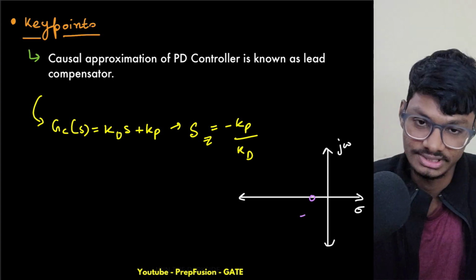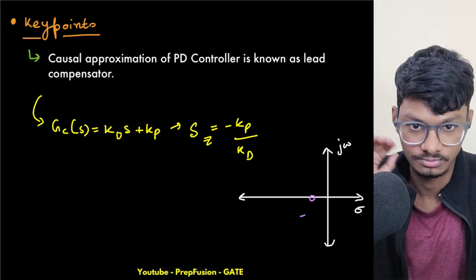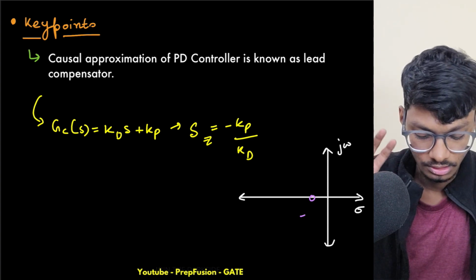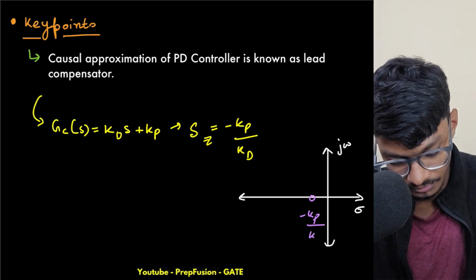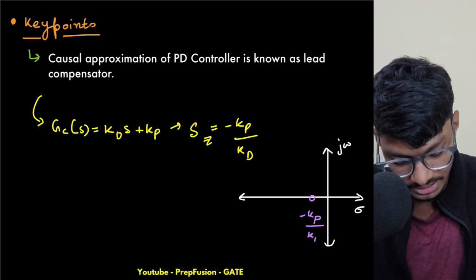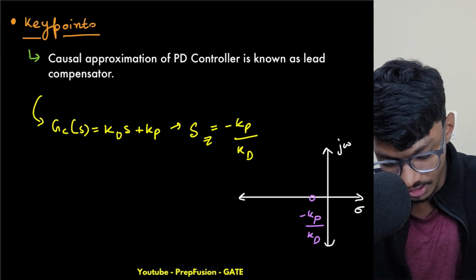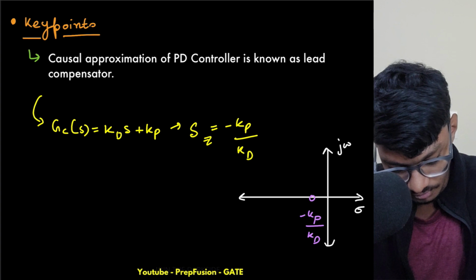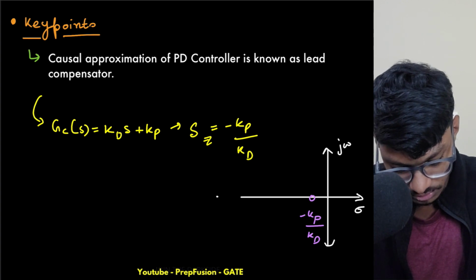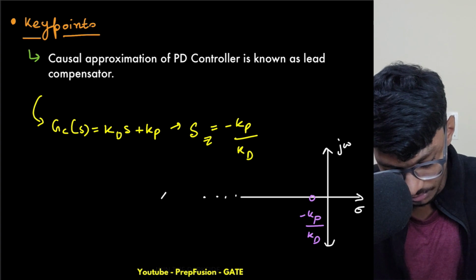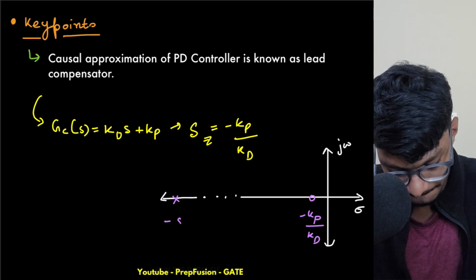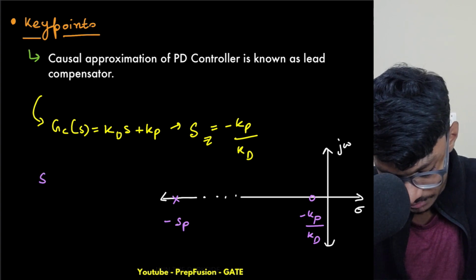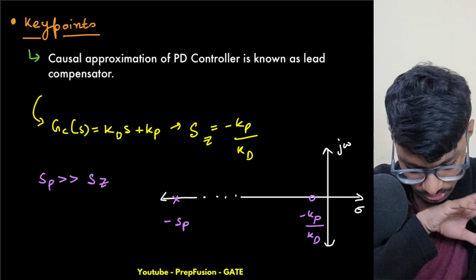Now what is a lead compensator? Well, the zero is nearer to the origin and the pole is further away from the zero. Like the pole comes after the zero, zero comes first. So KP by KD. Now if I place a pole very far away from the origin, place a pole here, SP. Now my SP is much greater than SZ. The zero is much nearer than this pole.